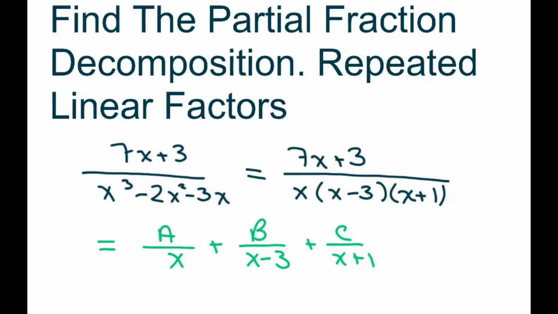Hi everyone, we're going to find the partial fraction decomposition. This one has repeated linear factors. I went ahead and factored my denominator out. I pulled out my x and then factored accordingly. And the way you want to set it up is you're going to want to put constants in the numerator over your linear factors, so you can have proper rationals.